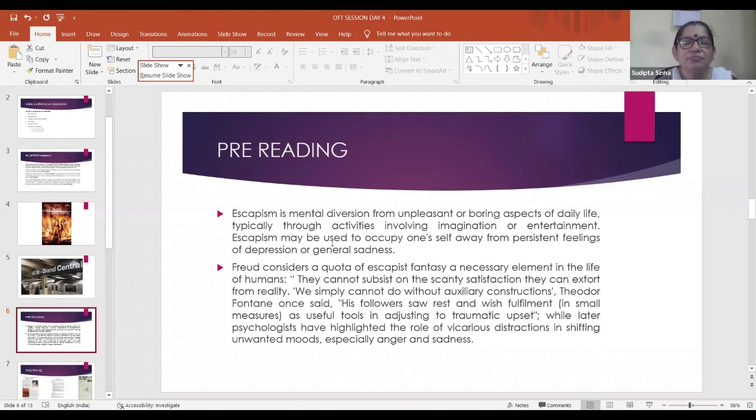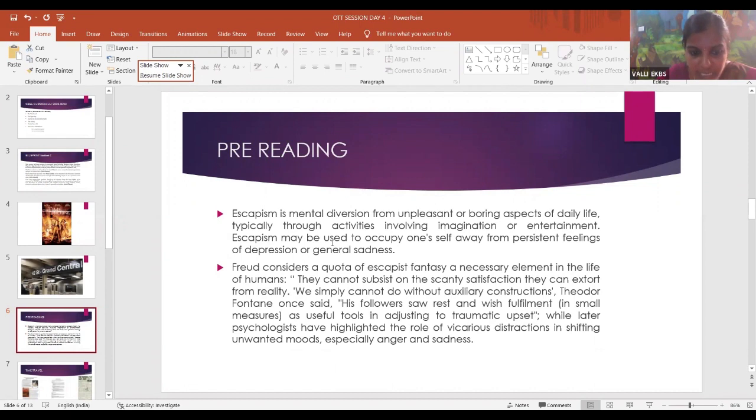Pre-reading. Escapism is mental diversion from unpleasant or boring aspects of daily life, typically through activities involving imagination or entertainment. Escapism may be used to occupy oneself away from persistent feelings of depression or general sadness. Freud considers a quantum of escapist fantasy a necessary element in the life of humans. They cannot subsist on the scanty satisfaction they can extract from reality. We simply cannot do without auxiliary constructions.